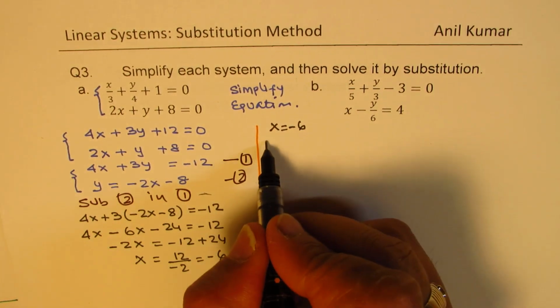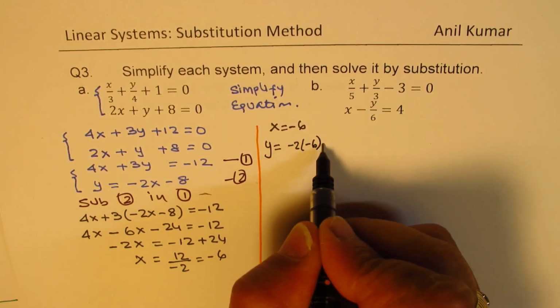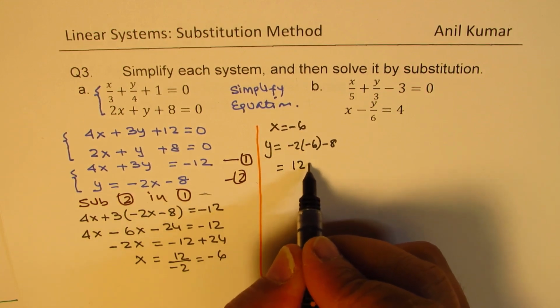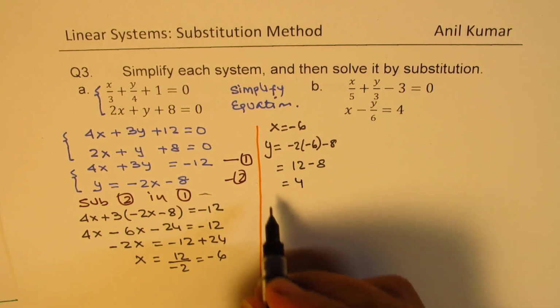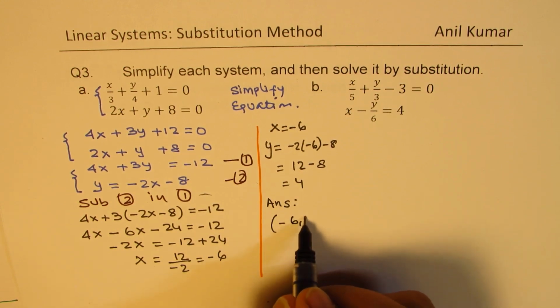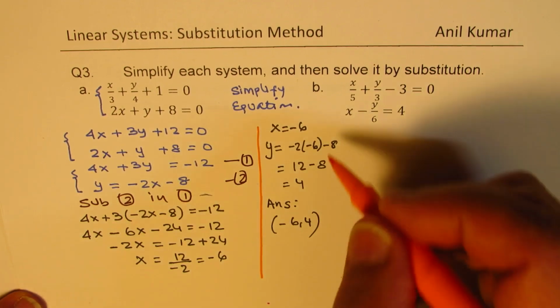So once you get x as minus 6, let's rewrite here, x equals minus 6. We know y should be equal to minus 2 times minus 6 minus 8, which is, minus minus is plus, 12 minus 8, or 4. So our answer here is what? The answer here is minus 6, 4. Is that clear to you? Right? So that is how we are going to solve it.